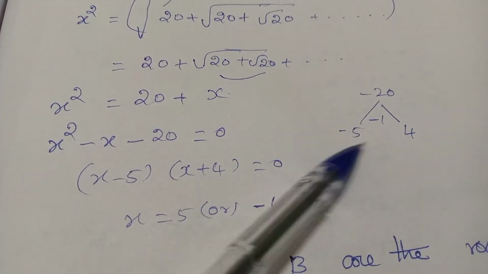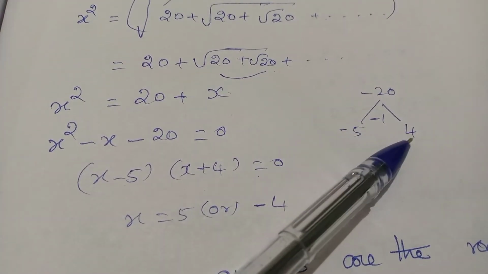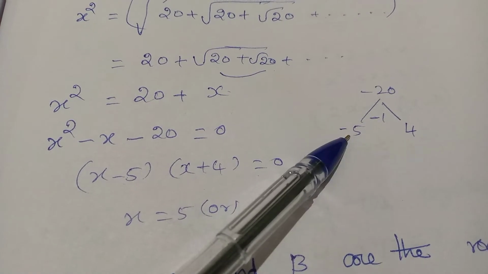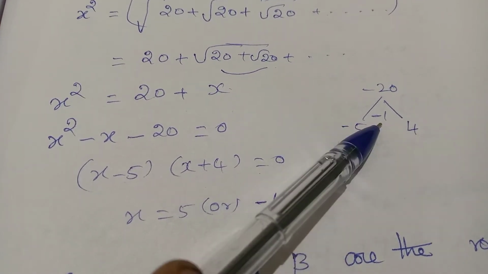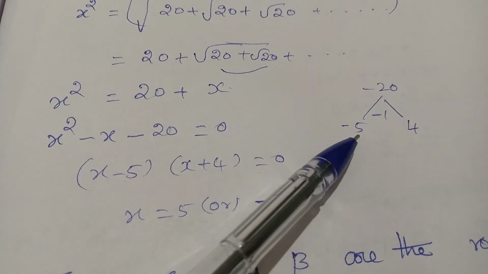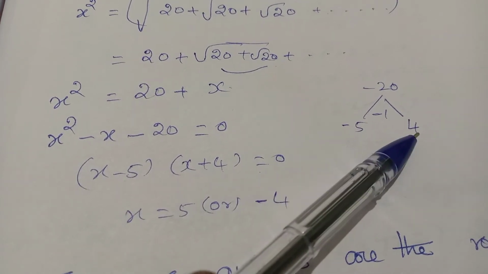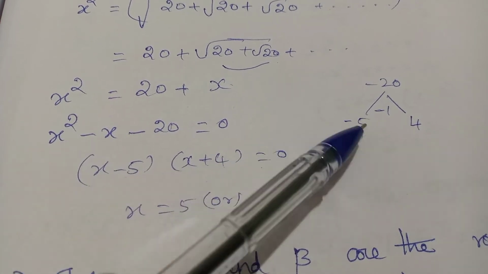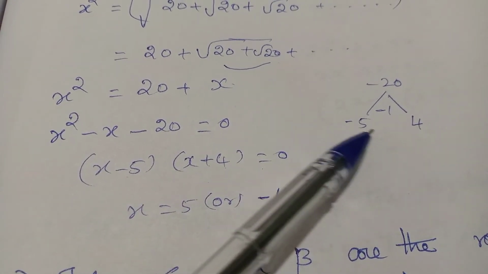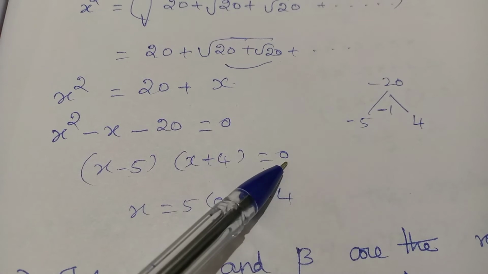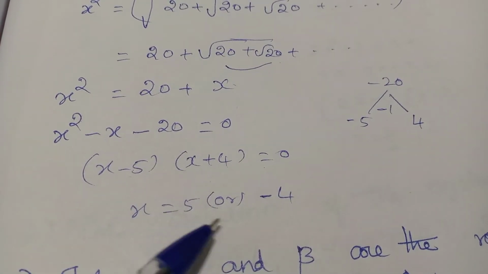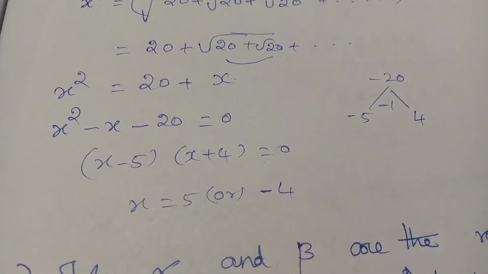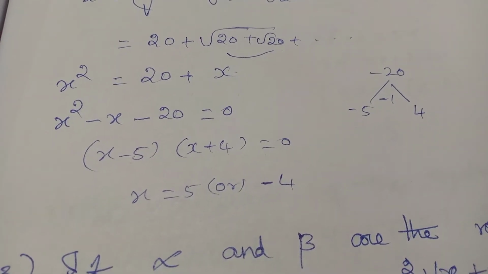Minus 5 and plus 4. When we multiply, we get minus 20. Add it, minus 5 plus 4, what do we get? Minus 1. So the suitable numbers are minus 5 and plus 4. As a factor form, how can we write this? Using these two values, x minus 5 into x plus 4 equal to 0. From here x equal to 5 or x equal to minus 4. Okay. Next, question number 3.